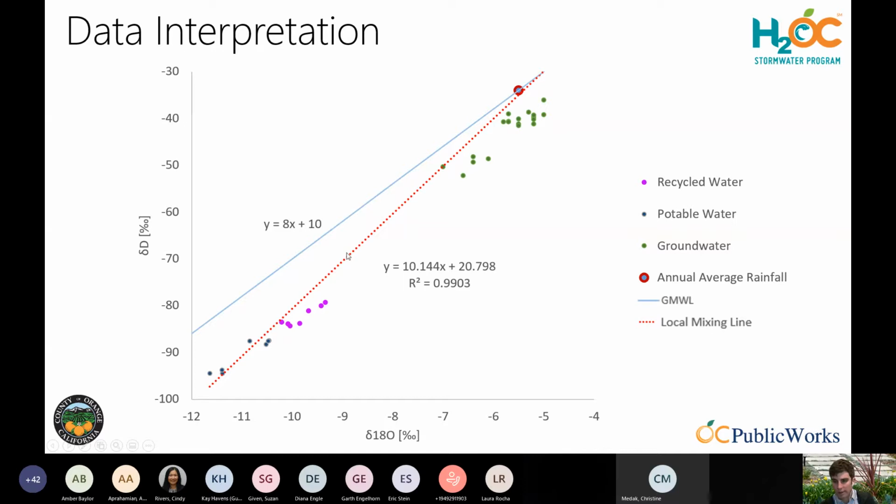Probably we shouldn't be interpreting this down to the single percent, but in kind of 10%, 15% ranges, this is enough of a resolution to be able to use these methods to understand the overall origin of water.